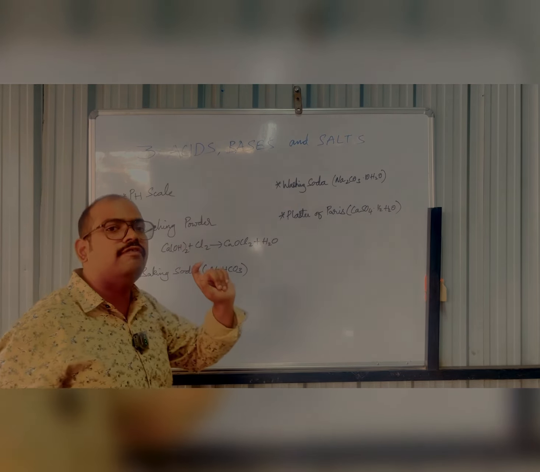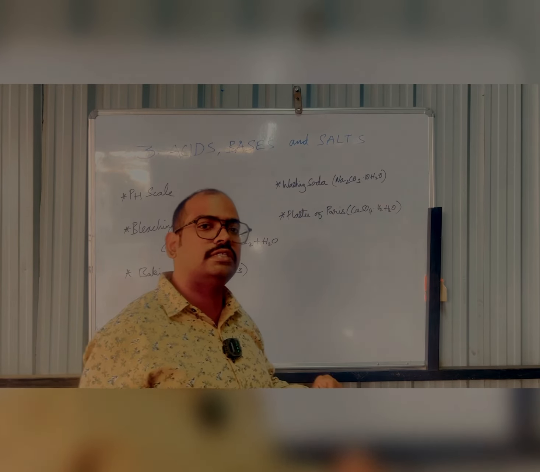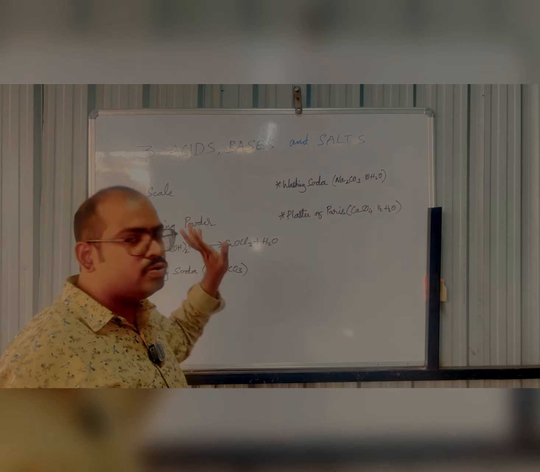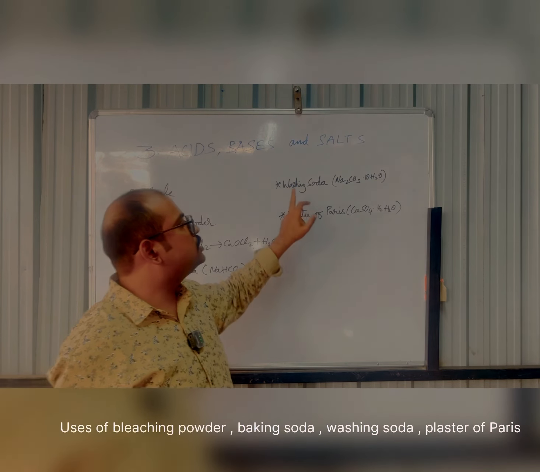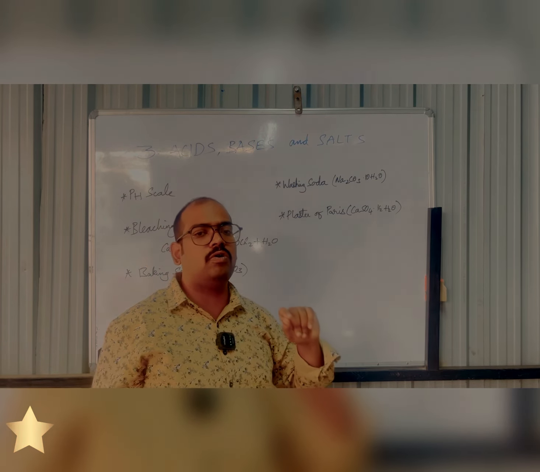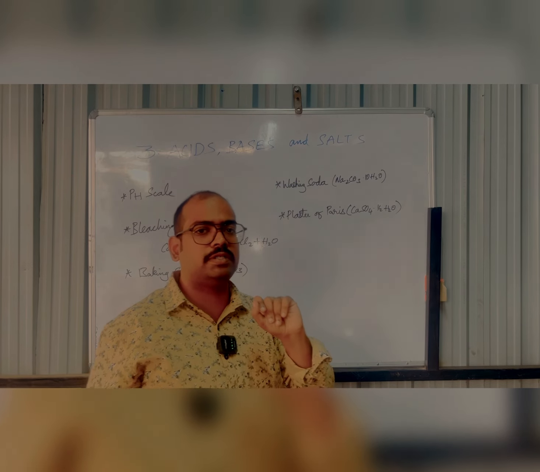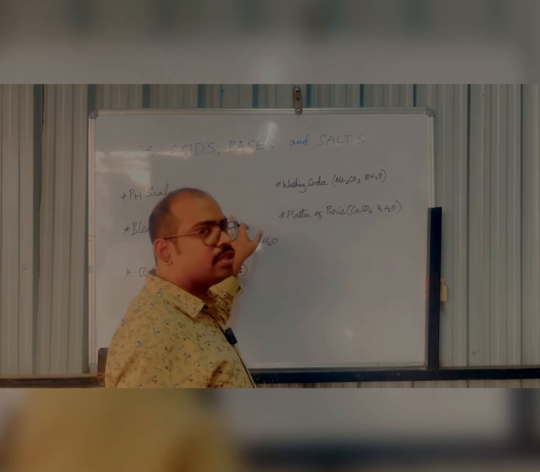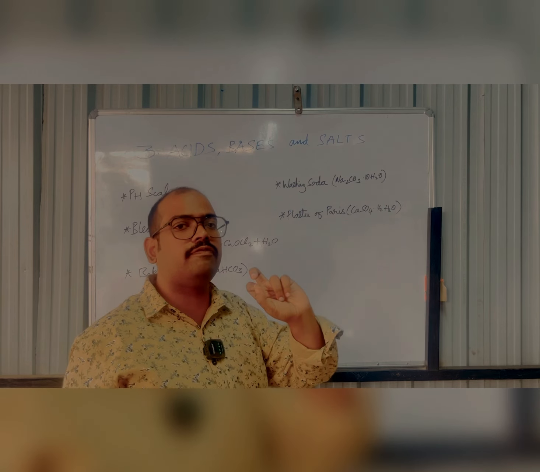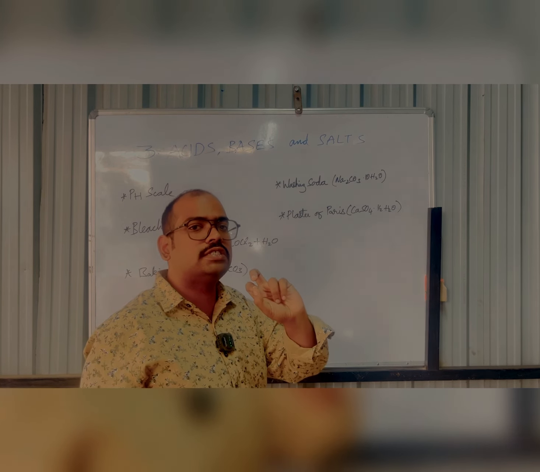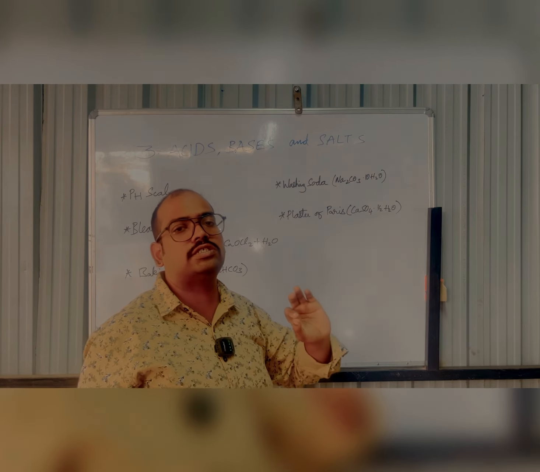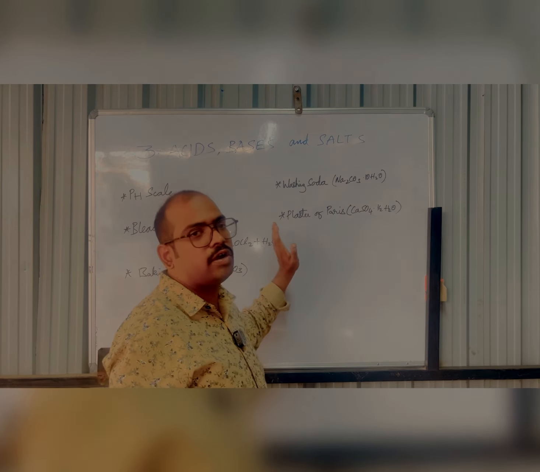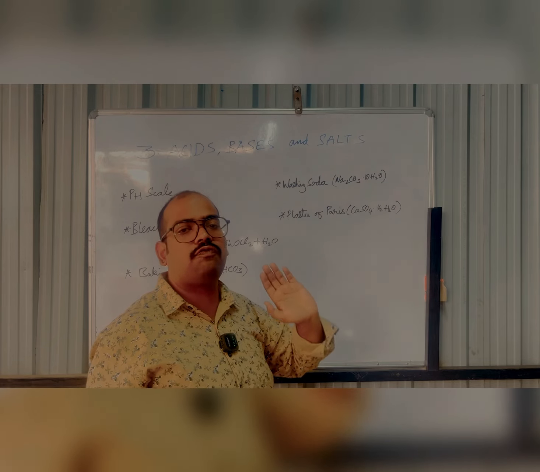And then one of the very important topics is to discuss about the uses of bleaching powder, baking soda, washing soda and plaster of Paris. So most of the model papers, previous papers, if you see, they are asking the uses. So students, remember, if they ask the uses for 4 marks question, always write at least 6 uses. Okay, if they ask for 2 marks question, write at least 4 points.